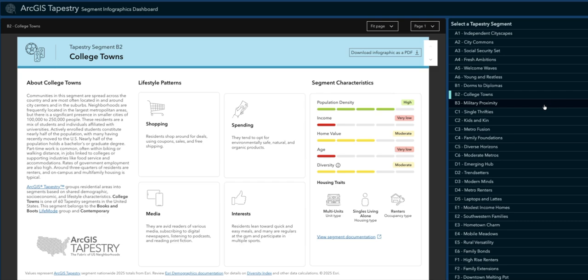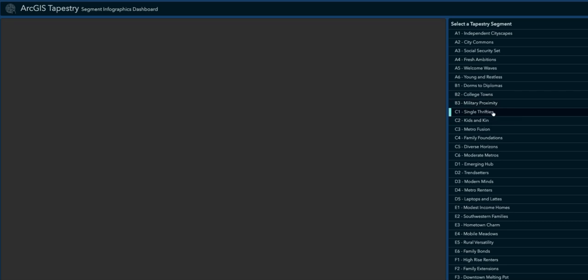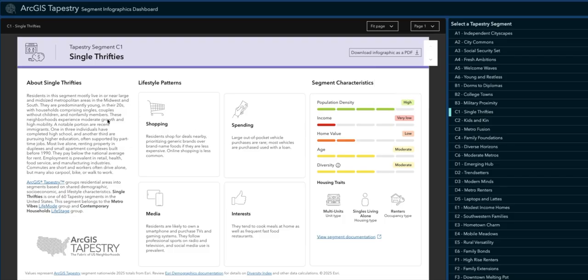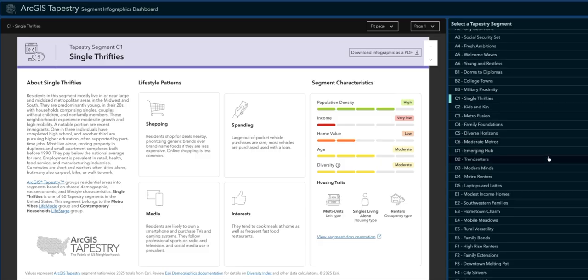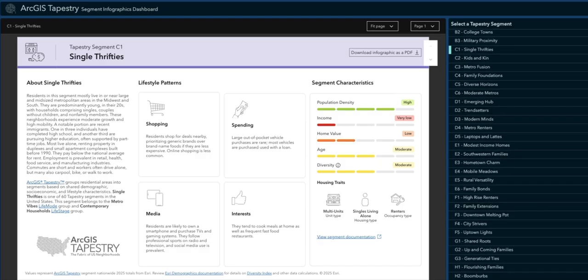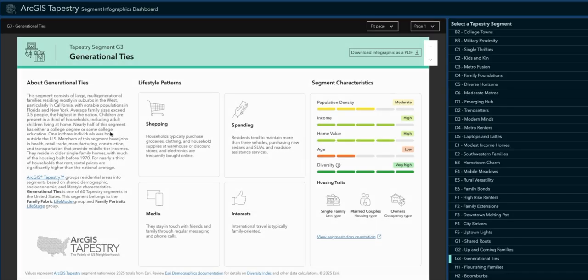Let me see, where was I before? The single thrifties. So where do the single thrifties live? Again, this is Midwest and South. What was that earlier? I think the generational ties. That's where I was. Generational ties. These are specifically people in the suburbs of the West, particularly California. So we're gonna pick one. We're gonna go through our list here and look at some of the different types of demographics for populations, and then identify our target customer based on that.